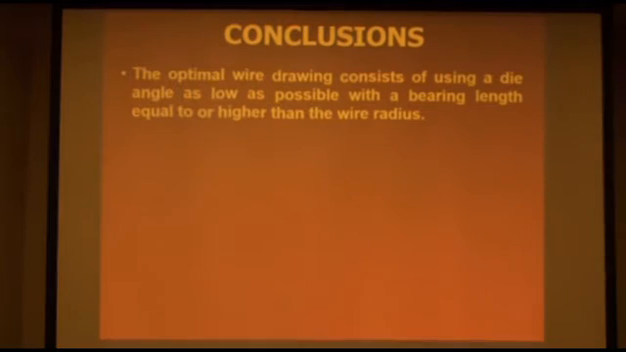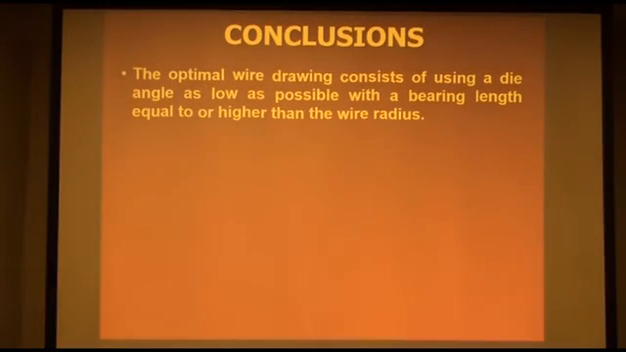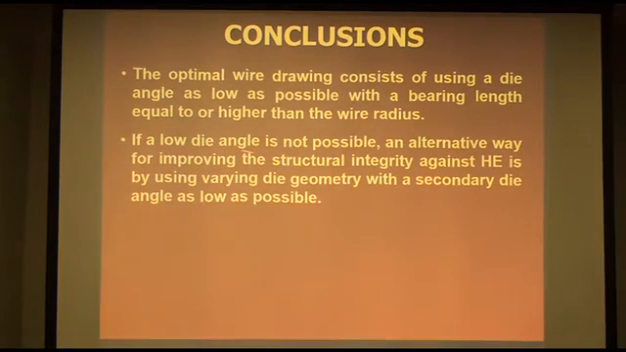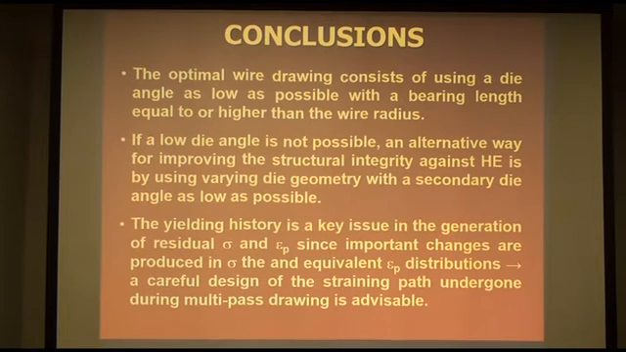Then, let's go to the conclusions. I think more or less on time. The optimal wire drawing consists of using a diameter as low as possible with a bearing length equal to or higher than the wire radius. If a low diameter is not possible, an alternative way for improving the structural integrity against hydrogen embrittlement is by using bearing die geometry with a secondary diameter as low as possible, and also the primary.